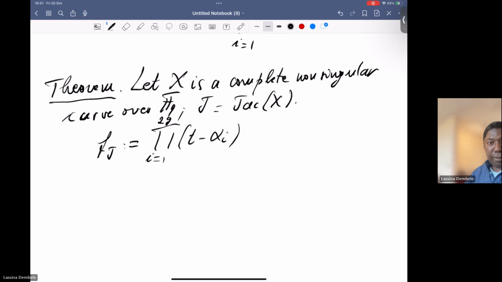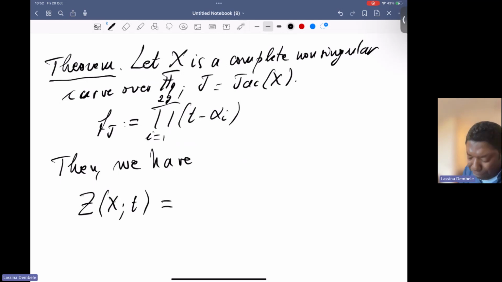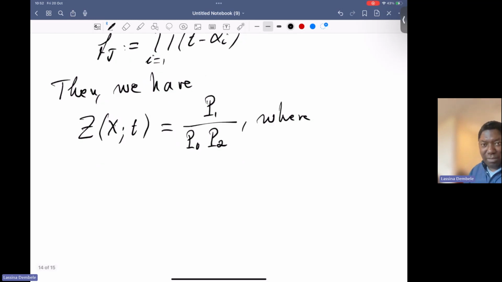It says that the zeta function of X is given by a polynomial p1 times p0 times p2, and the polynomials p1 and p2 are given as follows.